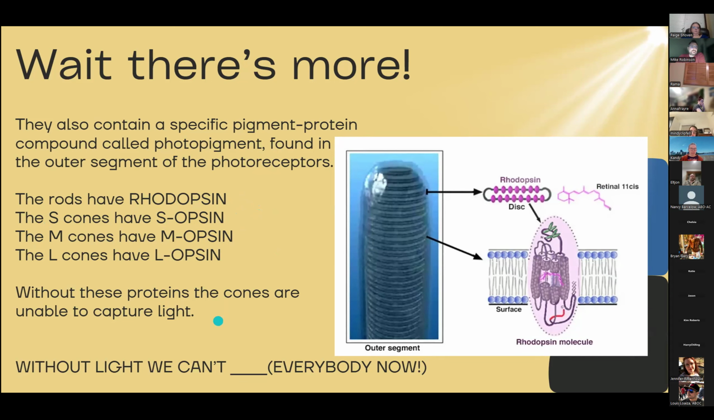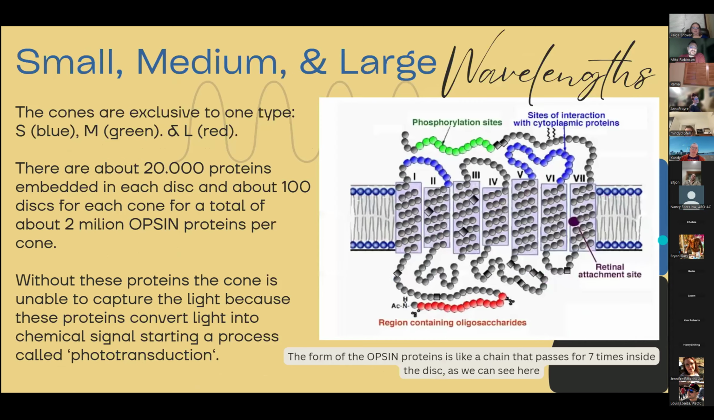Without these proteins for the cones, they will be unable to capture light. And we all know without light, we can't see. So I was just being a smart aleck and I put small, medium, and large. And then when I looked into it, it really is small, medium, and large wavelengths, meaning blue, green, and red. So that's why it's S, M, and L.